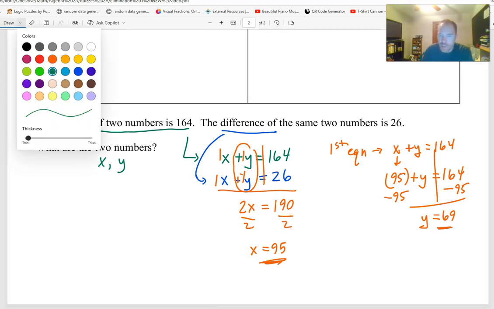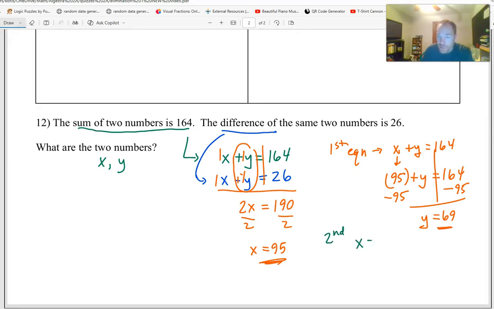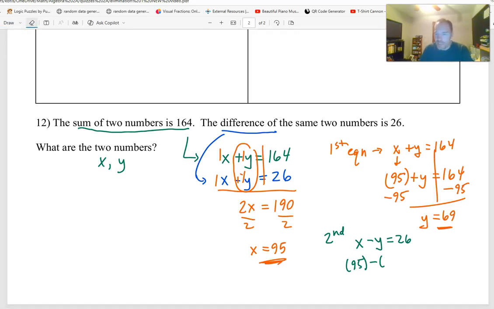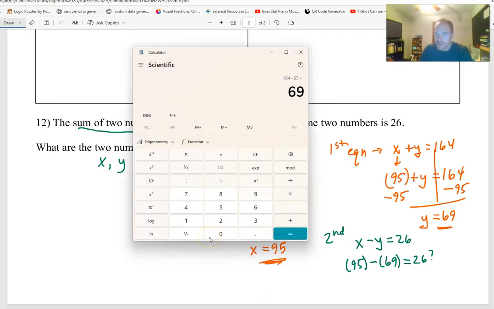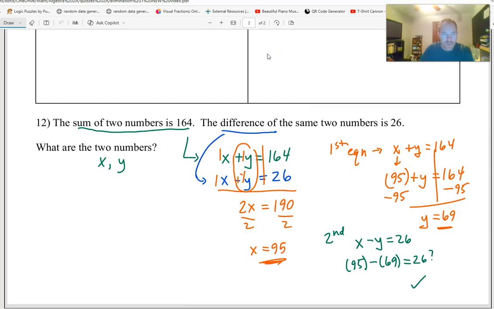Let's check the difference equation. It's supposed to be the difference. If we subtract, we're supposed to get 26. So is 95 for x minus 69 for y equal to 26? Not speaking correctly, but I'll write it correctly. Is that true? Well, again, I can grab the calculator here, and let's see. So 95 subtract 69, we get 26. All right, that looks good. That worked out. So yeah, what are the two numbers? 95 and 69. Those are our numbers there.